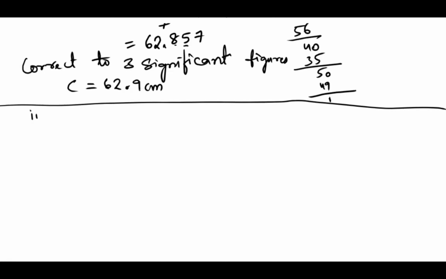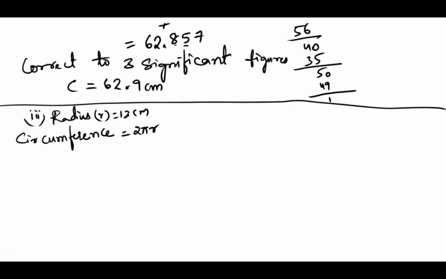Now let us do third bit. So for third bit, radius is 12 centimeter, and we know the circumference formula is 2 pi r, which is equal to 2 into 22 by 7 into r is 12. So 2 into 22 is 44. 44 into 12 is 528 by 7. So let us divide.